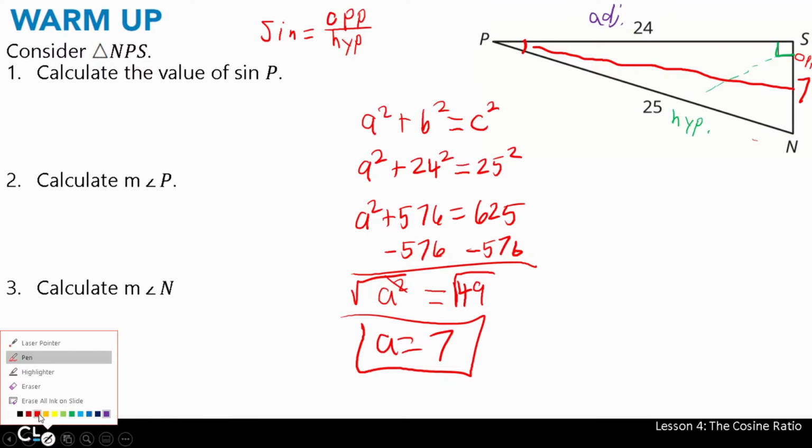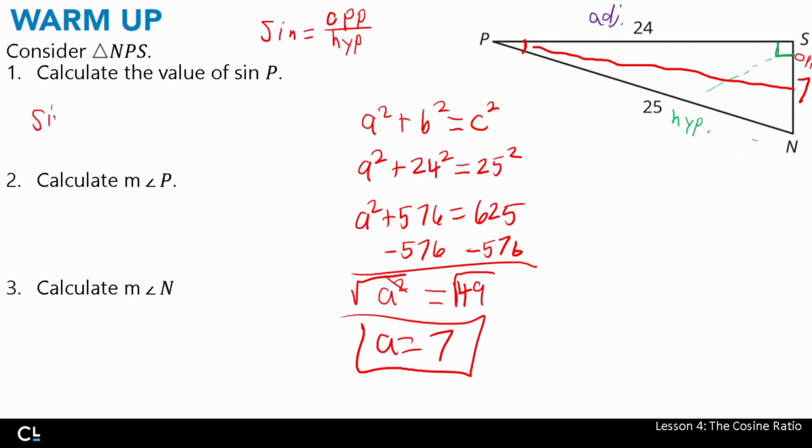So we could say that the sine of P is equal to 7 over 25. The question we have to ask ourselves, hey, self, can I reduce this? The answer is no. We can't divide 25 by 7, so it doesn't simplify, and that's the only number you could divide 7 by. So now we want to find the measure of angle P.